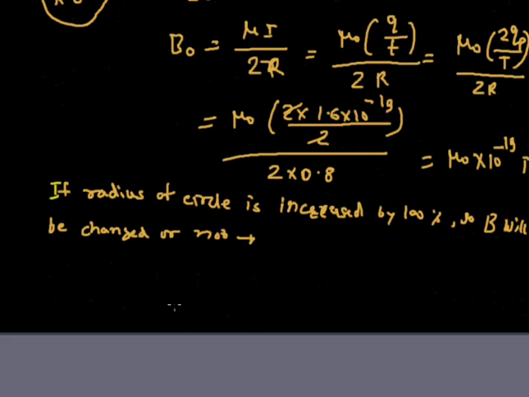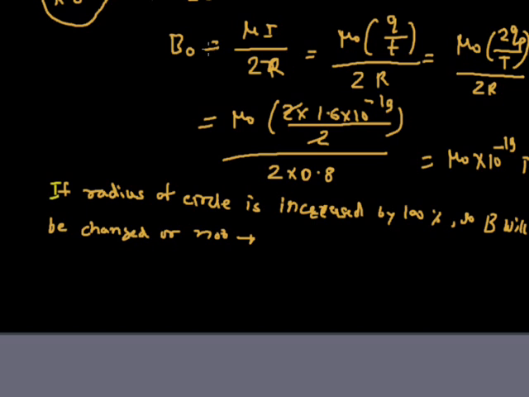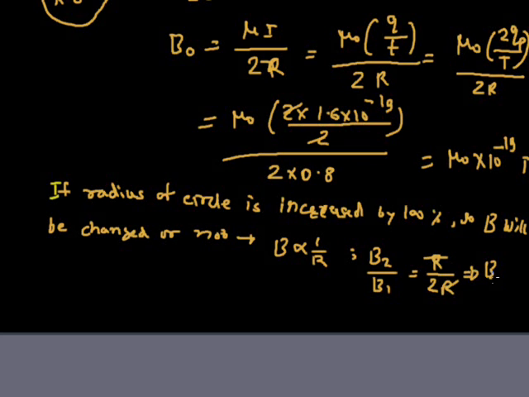So to find the answer of this simple effect, we will increase the radius. We know that B is inversely proportional to R. So in that case, when the radius is increased by 100%, means the radius is twice, B2 upon B1 will be simply R by 2R, because B is inversely proportional to R. So B2 will be simply B1 by 2. So when the radius is doubled, the magnetic field at the center will be half.